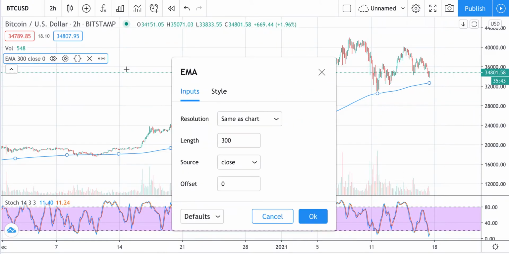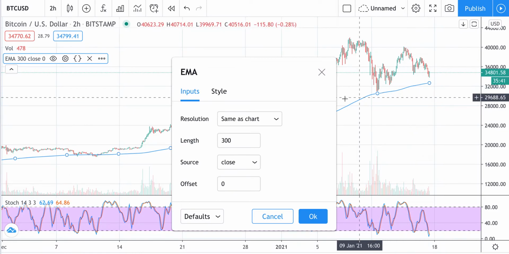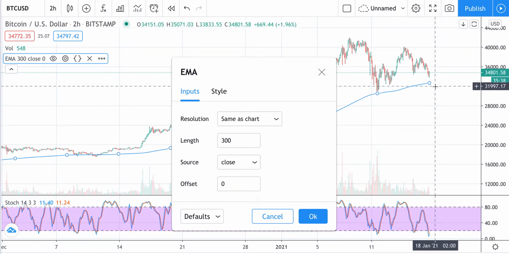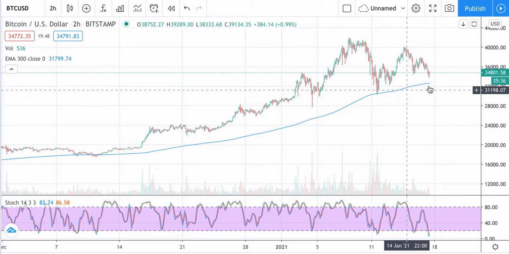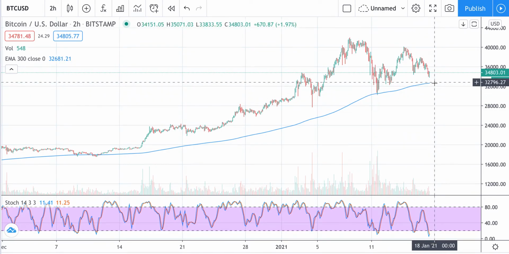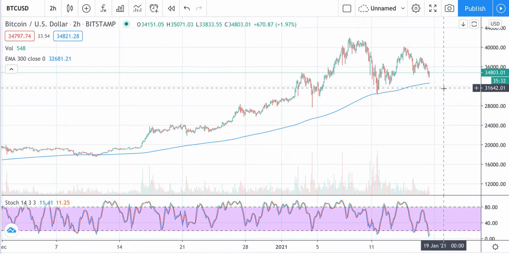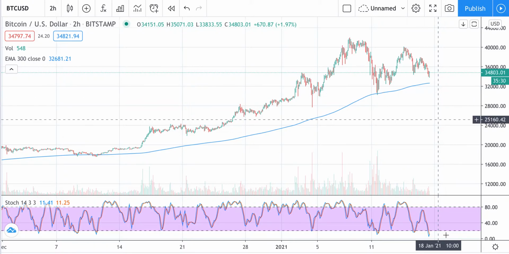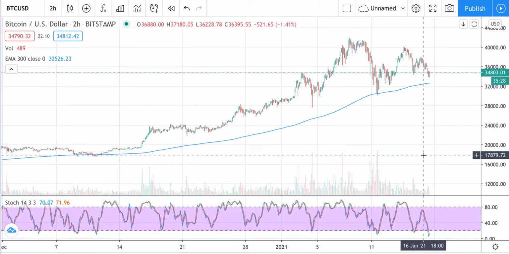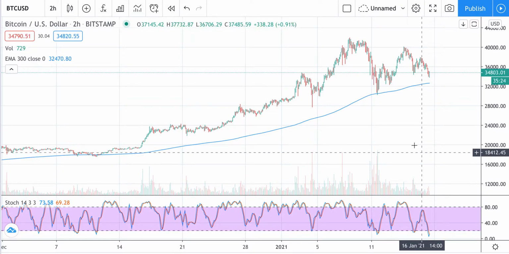But if we keep changing it, we should keep focusing on the 300, and let's see what is going to happen if this 300 exponential moving average is broken in the next day. If it happens, it can be read as a signal of weakness of this market.